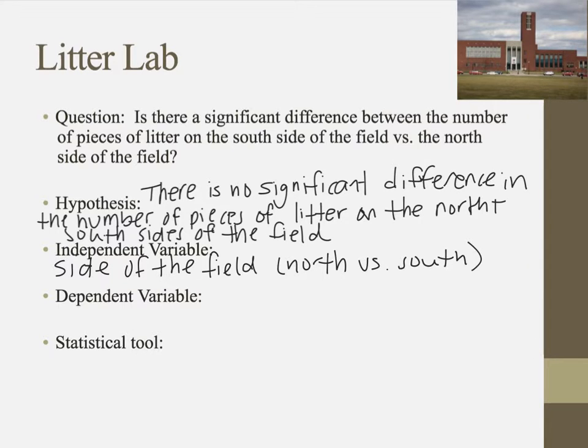Okay, and so our dependent variable would be the number, I should write that out all the way, the number of pieces of trash or litter. And there's no units on that. And since we're counting, that'll just be plus or minus 1 as our uncertainty.